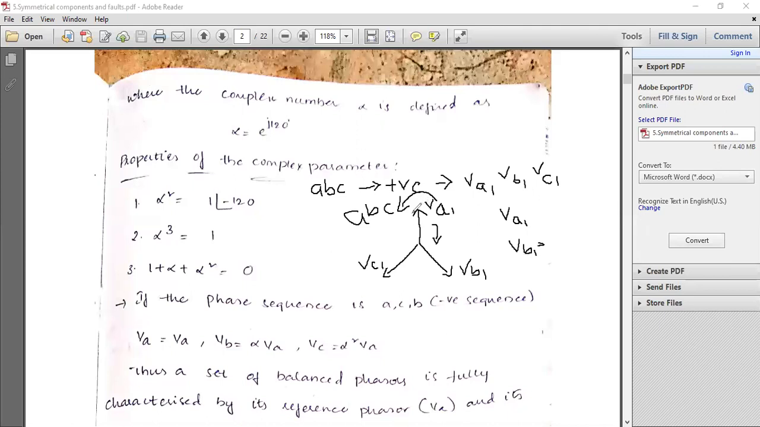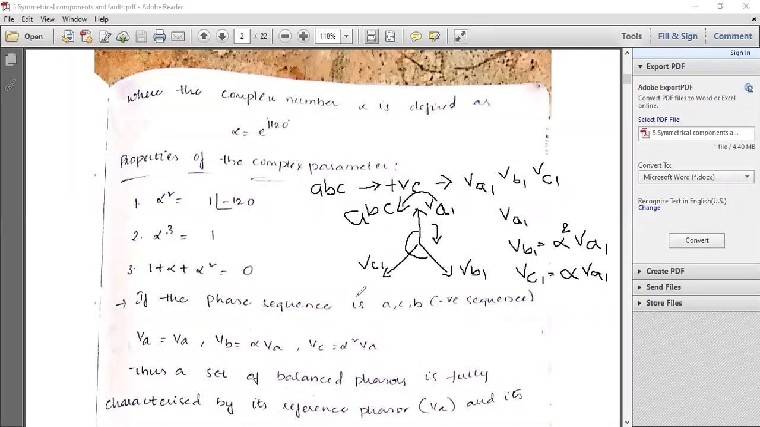So if you want to express VB1 in terms of VA1, you have to add 120 and another 120. So obviously VB1 is equal to alpha square into VA1. Similarly, VC1 is equal to alpha into VA1. So these are very, very important points. Please try to remember, if you are considering the phase sequence in this direction, and VA1, VB1, VC1 are the positive phase sequence component voltages.